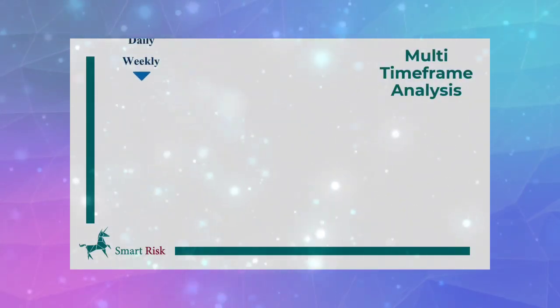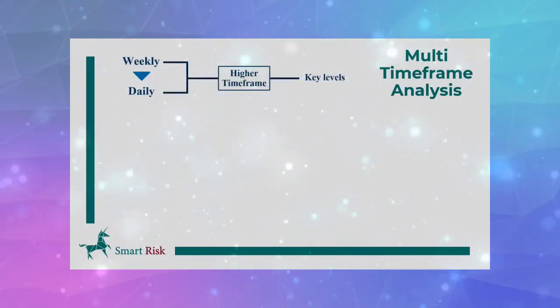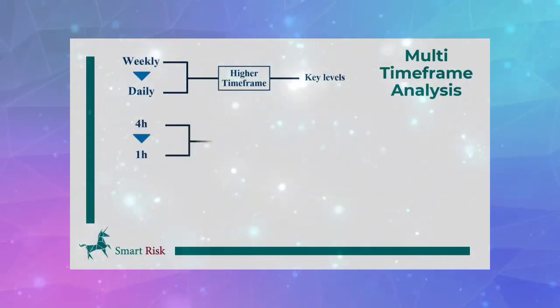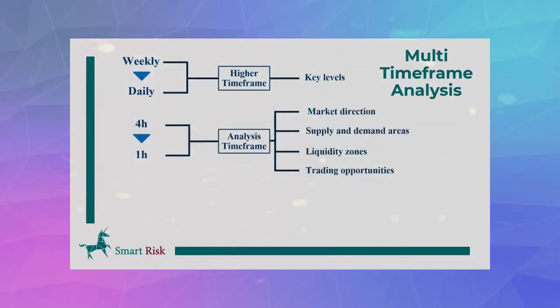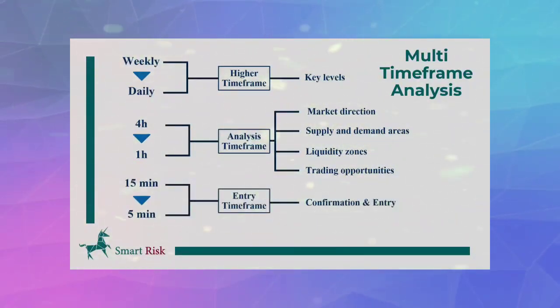Starting from higher time frames, first we have weekly and daily, which we only use to identify higher time frame key levels of the market structure. Second, we use 4 hours and 1 hour time frames to do most of the analysis, including identifying market direction, supply and demand areas, order blocks, liquidity zones, and trading opportunities. Third, we use 15 minutes and 5 minutes time frames if we need more confirmations and entry reasons in lower details. Now let's apply these concepts on the real chart of multiple pairs to completely understand this technique.